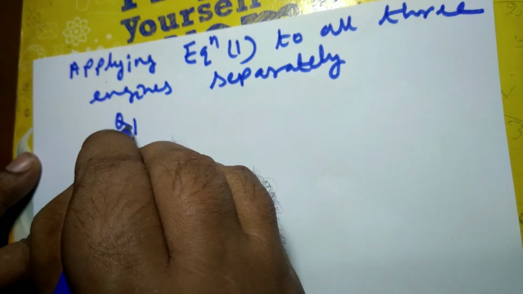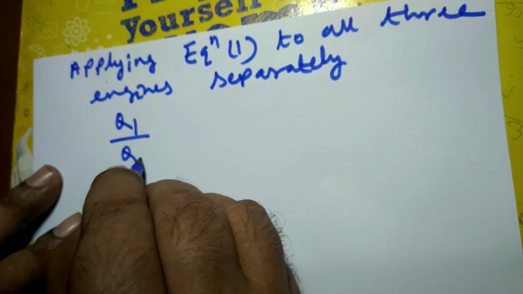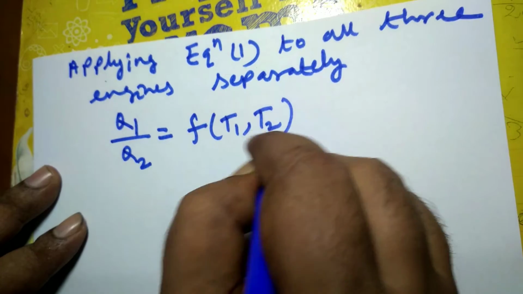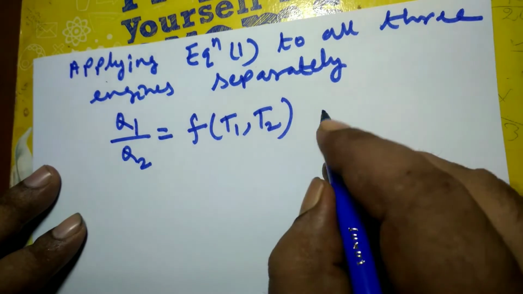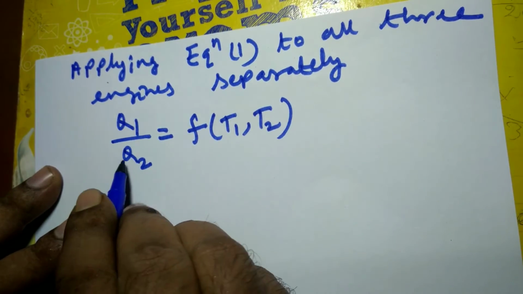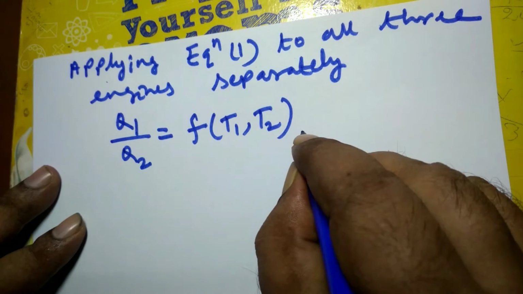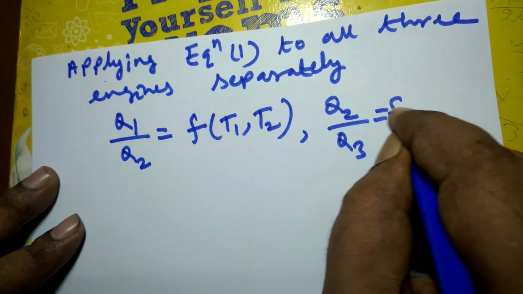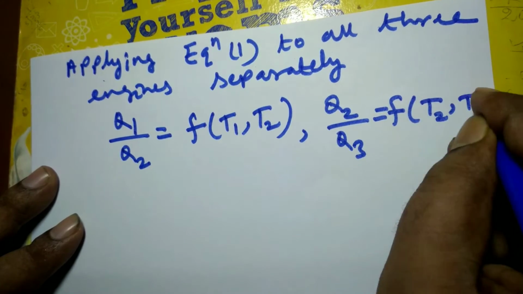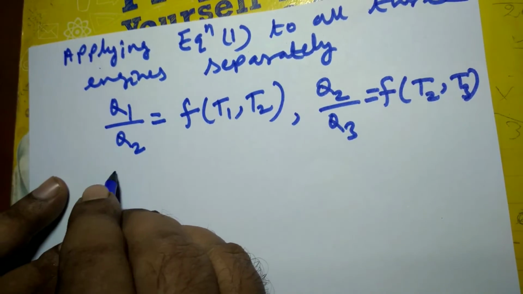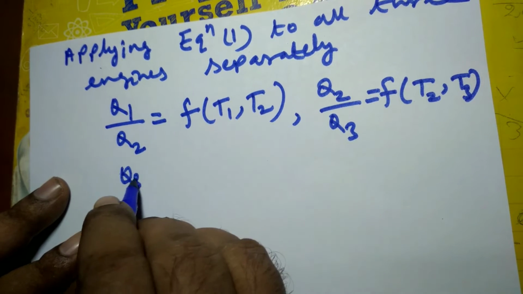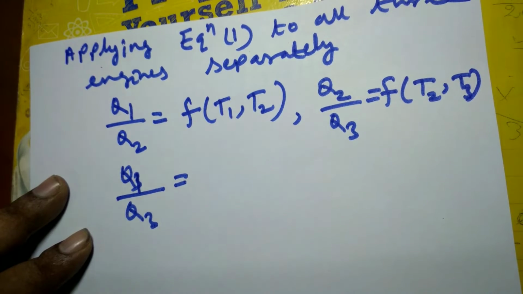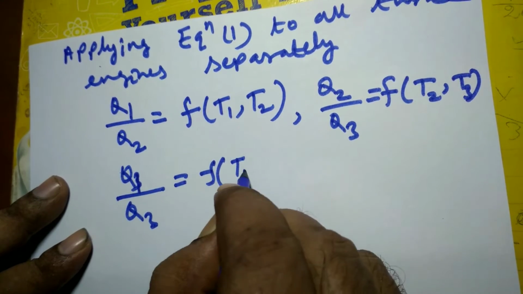So for engine A, Q1 by Q2 is a function of T1 and T2. The same equation 1 will be written for each of the three engines. So for engine A, this is the equation, and for engine B, Q2 by Q3 will be F of T2 and T3, and for C, Q1 by Q3 is equal to F of T1 and T3.